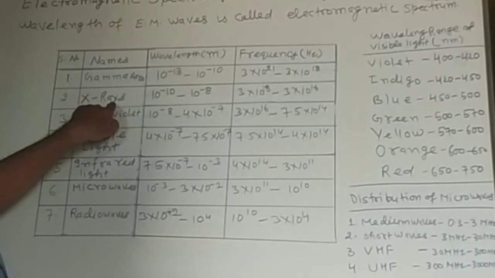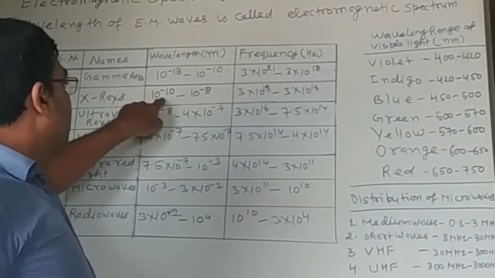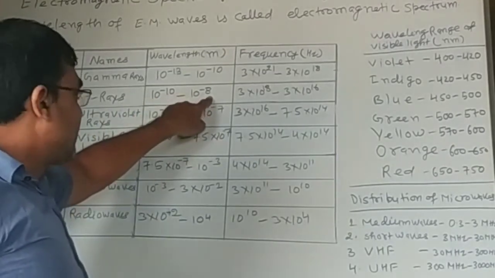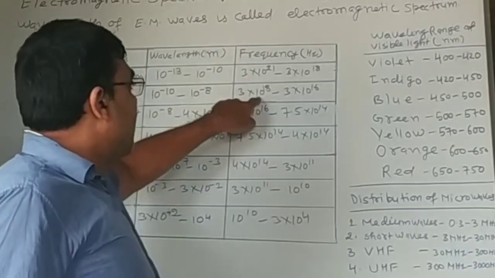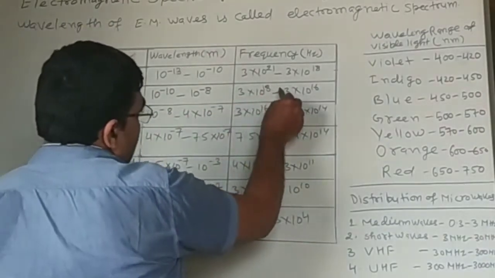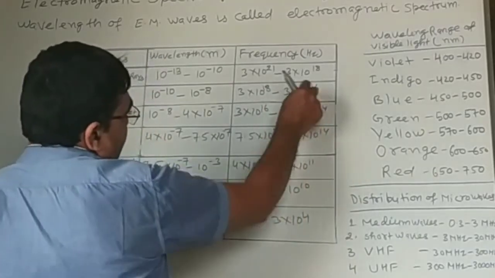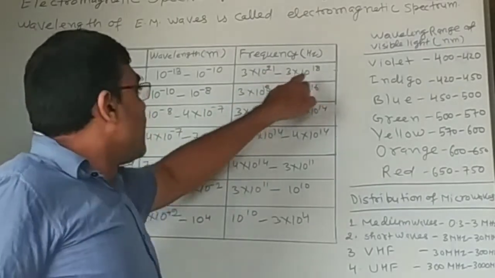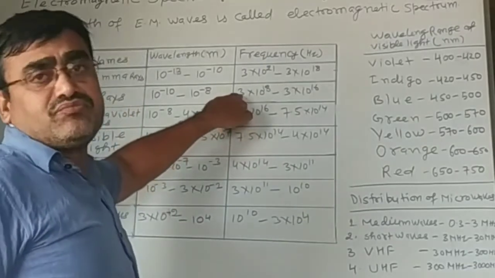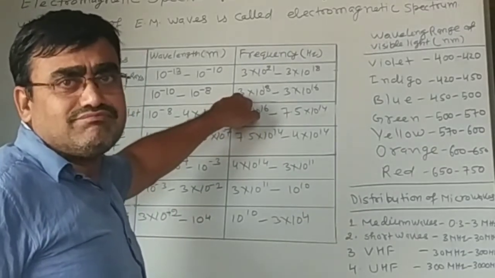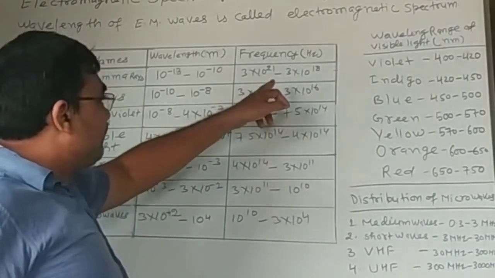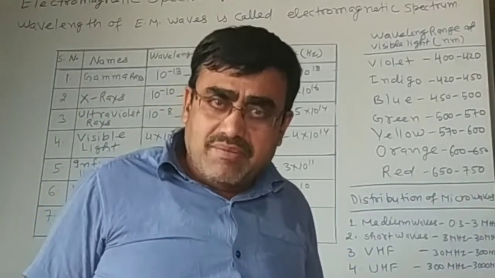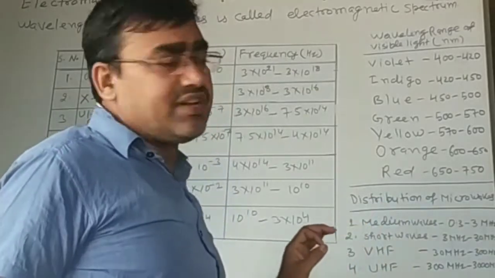Next one is X-rays. Its wavelength range is 10 to the power minus 10 meter to 10 to the power minus 8 meter, while its frequency range is 3 into 10 to the power 18 to 3 into 10 to the power 16. This range is approximately repeated in each next one. You use these tricks to learn either the wavelength range or frequency range.